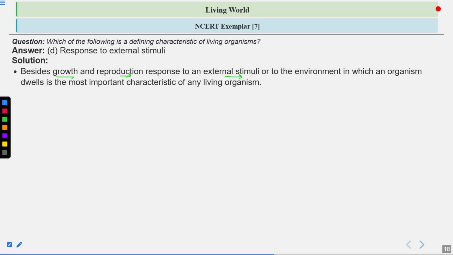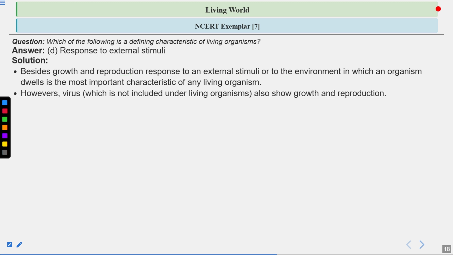Then there is thigmotropism, movement of the plant or part of the plant in response to touch. Then there is gravitropism, movement of the plant or part of the plant in response to gravity. Clear? So responding to external stimuli is only done by living organisms. They respond to the environment in which an organism dwells, and this is the most important characteristic of any living organism.